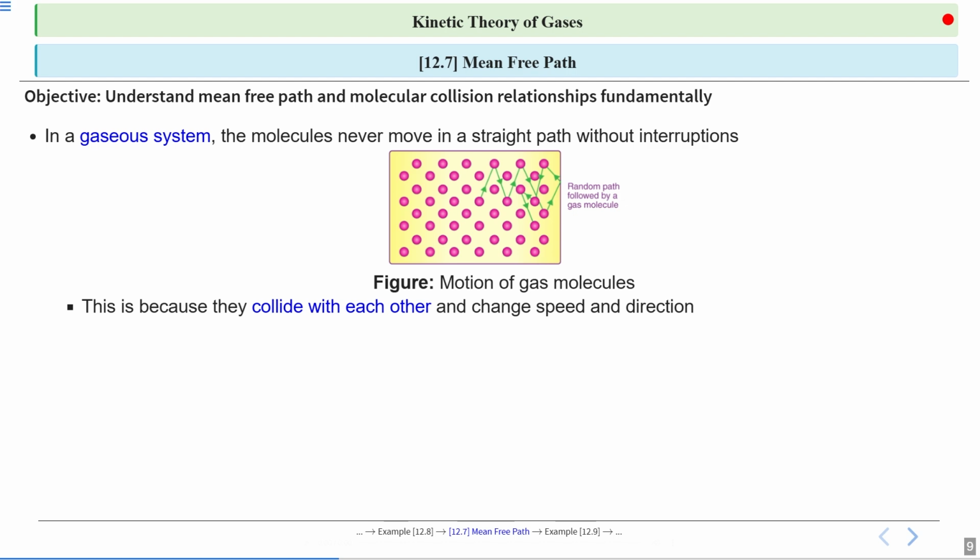The reason for this random motion is that the molecules collide with each other. These collisions cause changes in their speed and direction. It's important to understand that these collisions are frequent and random, which affects how gases behave.